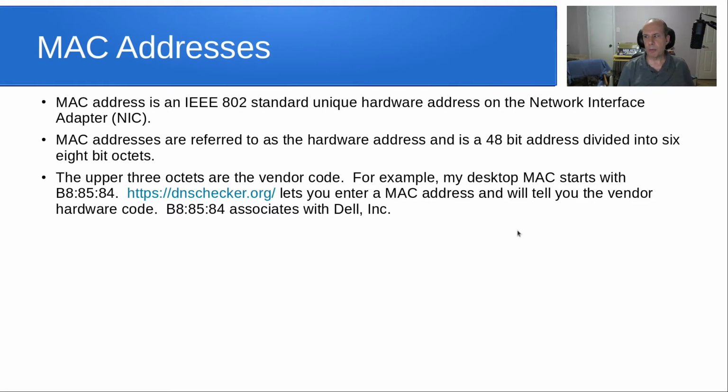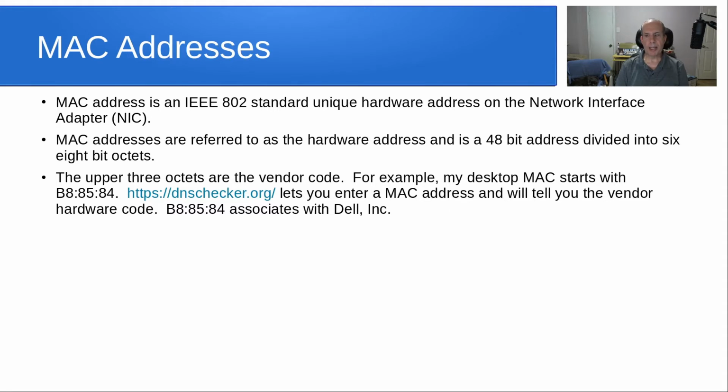For example, my desktop MAC address starts with B88584. And that particular hardware code will tell you the vendor hardware code, the most significant part there. And in that case, it maps to, say, it's from Dell Incorporated. And sure enough, I have a Dell computer here I'm working on.